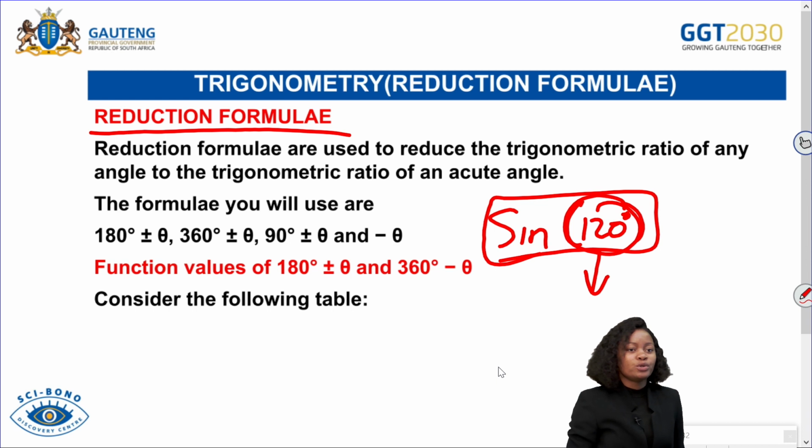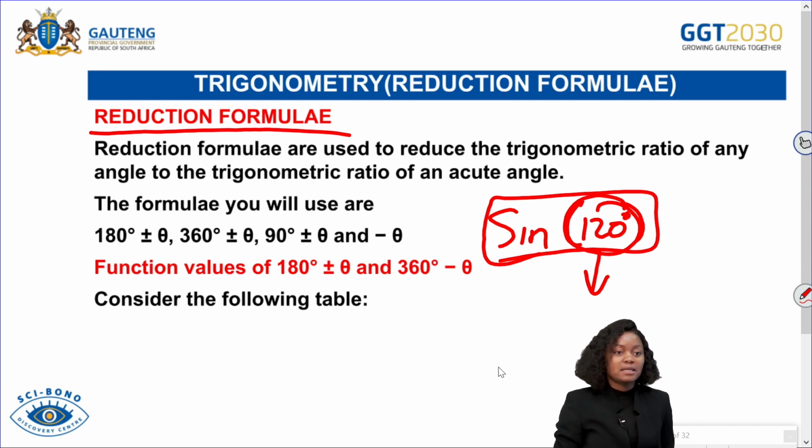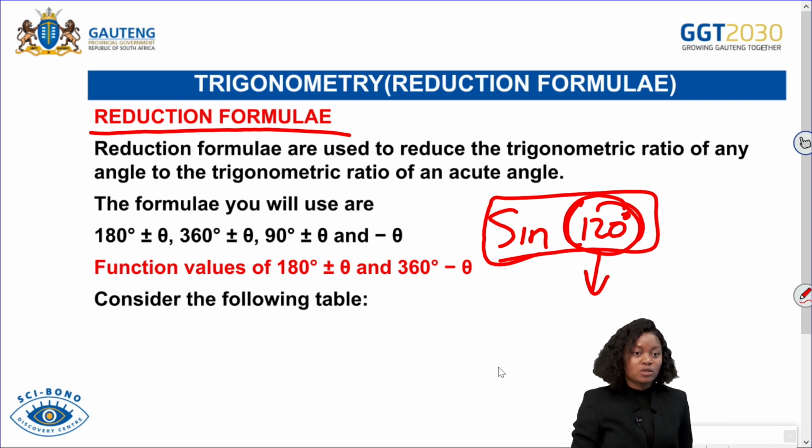The formulae you will use are 180 plus or minus theta, 360 degrees plus or minus theta, 90 degrees plus or minus theta, and the negative angle. Function values of 180 degrees plus or minus theta and 360 degrees minus theta. Okay, let's look into those two.